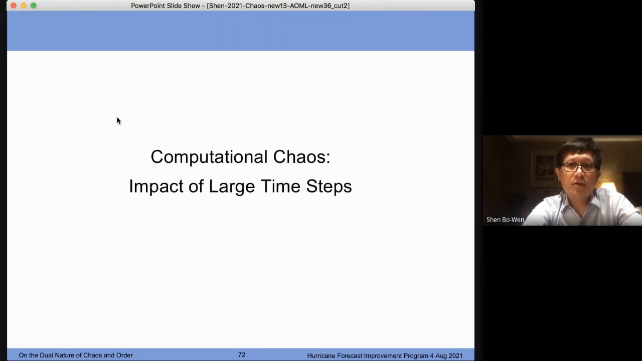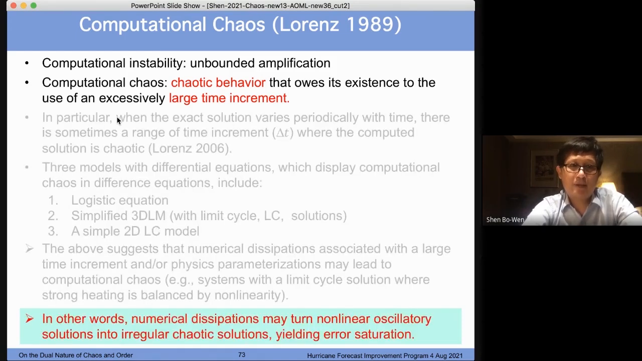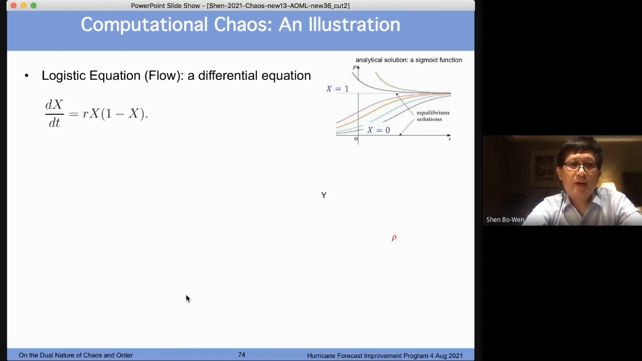Okay. Below, we are going to discuss computational chaos. Computational instability is defined as unbounded amplification, and that is very different from chaos. Computational chaos means chaotic behavior associated with a large time step. And based on what we discussed earlier, we suggest that numerical dissipation may turn a nonlinear oscillator solution into irregularly chaotic solutions, yielding error saturation. Here are provided examples for computational chaos.